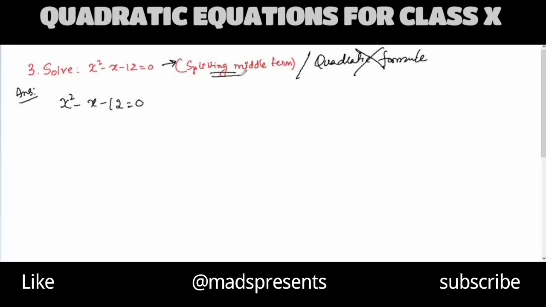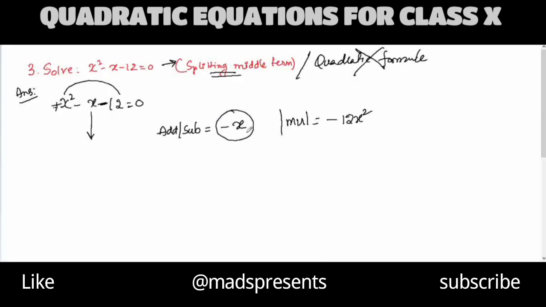Now, we are doing splitting middle term, right? So we need to think about the middle term. What is our middle term? Middle term is minus x. So if you add or subtract, you must get minus x. And if you multiply, you must get plus into minus, minus 12x square. Here minus is there, here plus is there. If you find the logic to split this, then it becomes very easy.